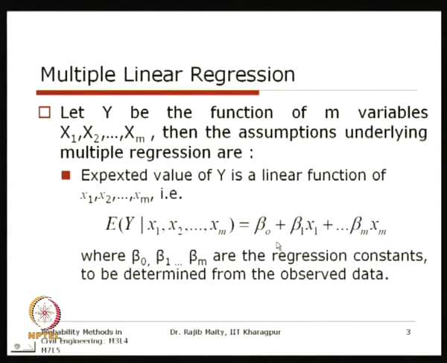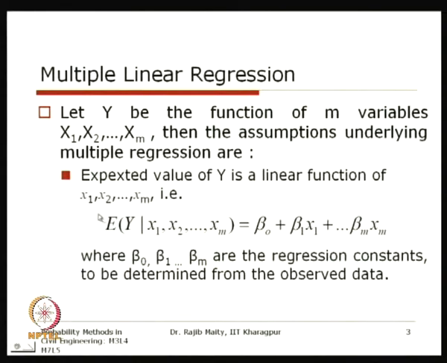If you recall, in the last one we had only one input, using beta naught and beta 1 x, so there were only two parameters for that regression: beta naught and one coefficient with the input variable. As you can see here, there are m different inputs. So beta naught, beta 1, beta 2, beta 3 up to beta m are our regression constants, and these have to be determined based on the data available to us.